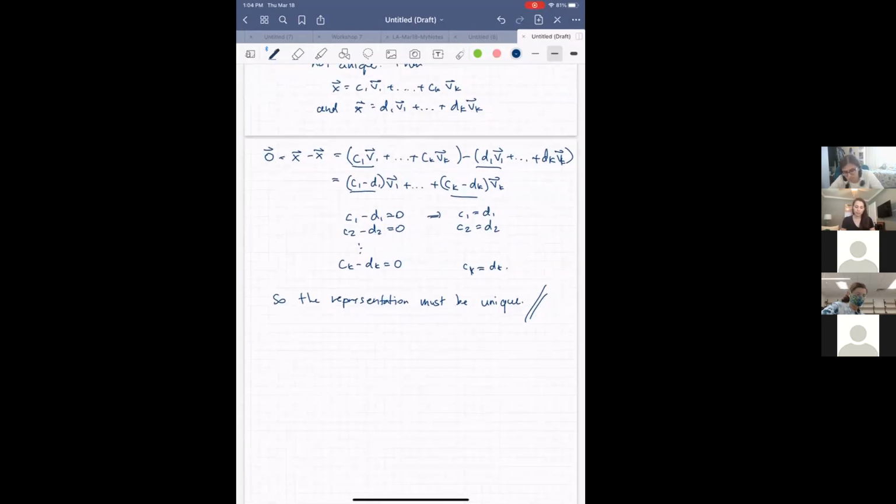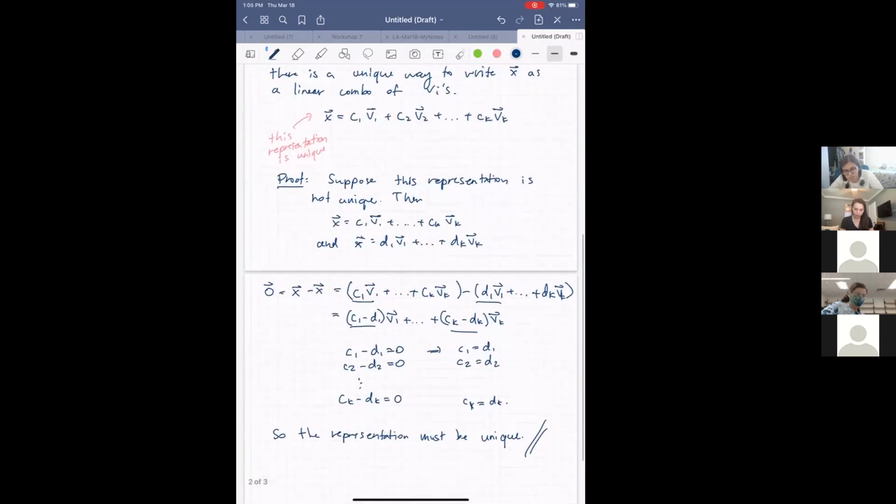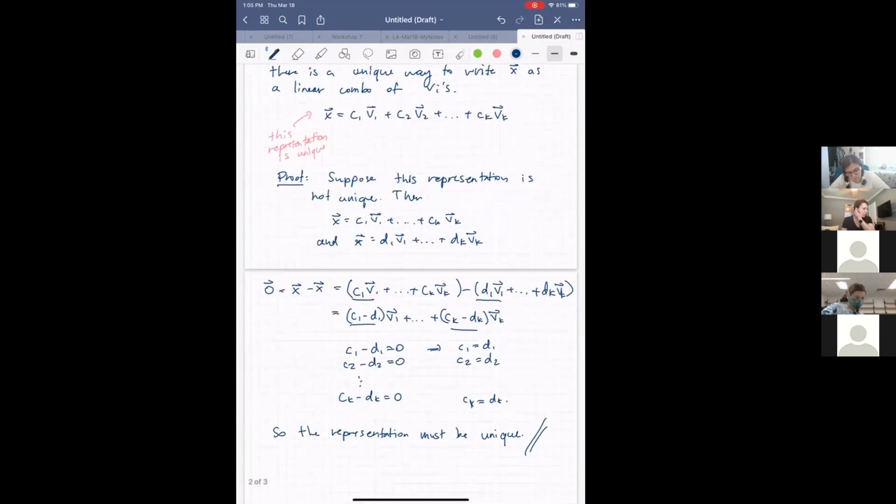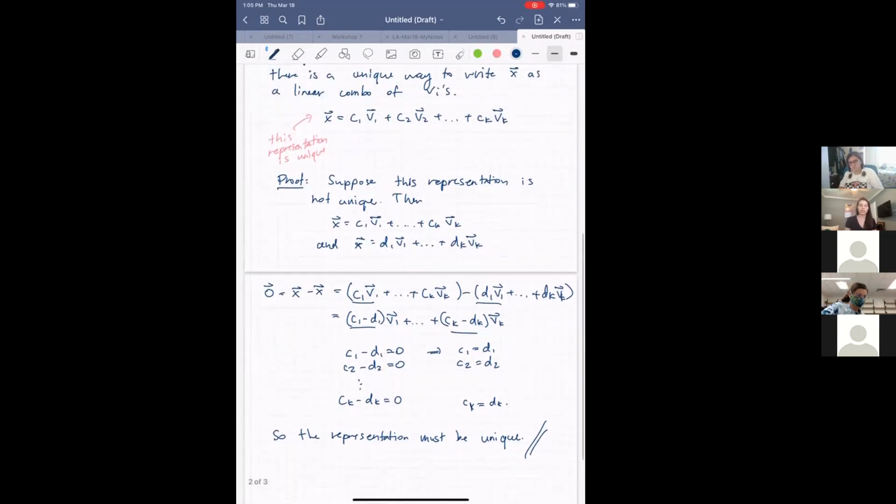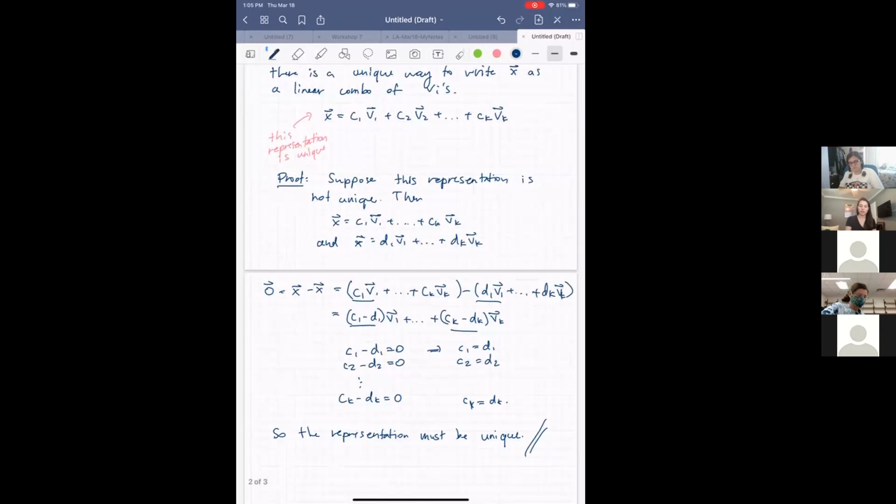Okay. Right. So what this means is that since this is unique, we can use it to represent our vector in a way that is going to give us a coordinate system, right? So we're just going to take this representation that we have in terms of those basis vectors and use the constants that we get as our coordinates.